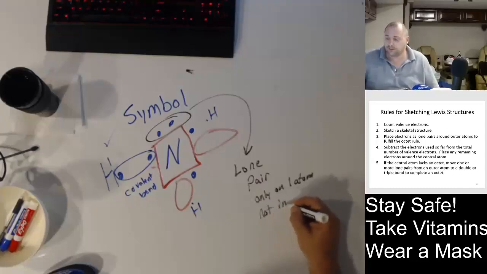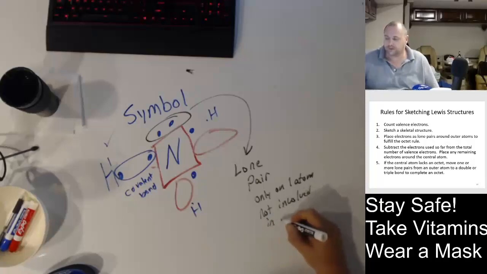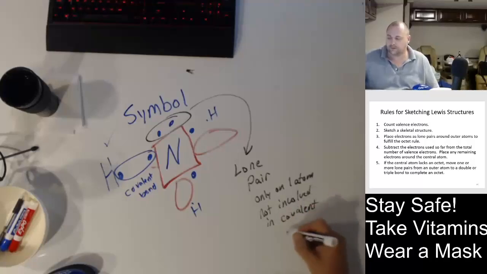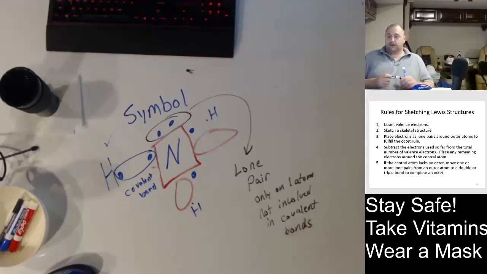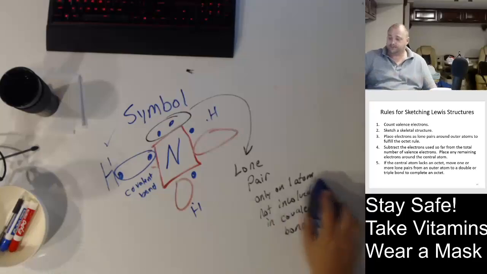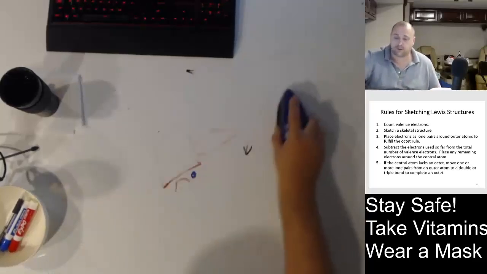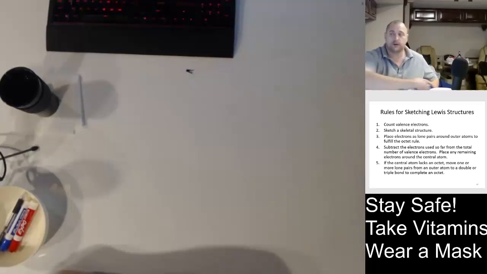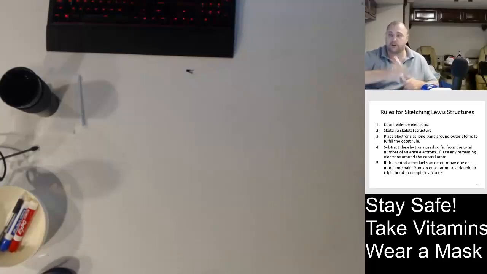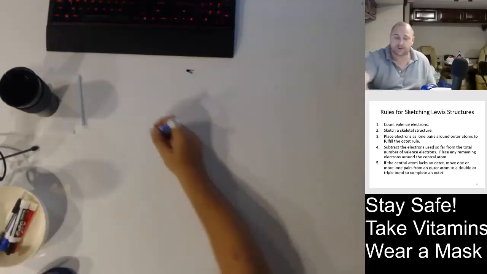Not involved in these covalent bonds. So this nitrogen has one lone pair, would make 3 bonds. So we can summarize that kind of information. And now I can use this for all kinds of stuff. Let's look at oxygen.